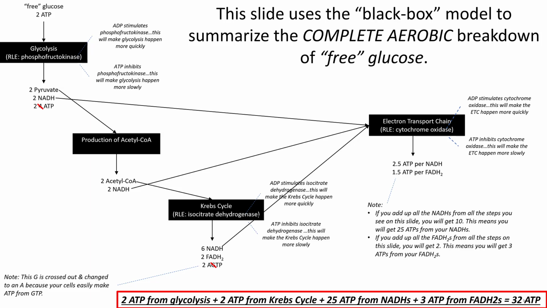So if you add up the 2 ATPs that you got from glycolysis, the 2 ATPs that you got from the Krebs cycle, the 25 ATPs that you got from all your NADHs, and the 3 ATPs that you got from your FADH2s, you get a total of 32 ATP. So if I were to ask how many ATP do you get from the complete aerobic breakdown of free glucose, your answer should be 32 ATP.